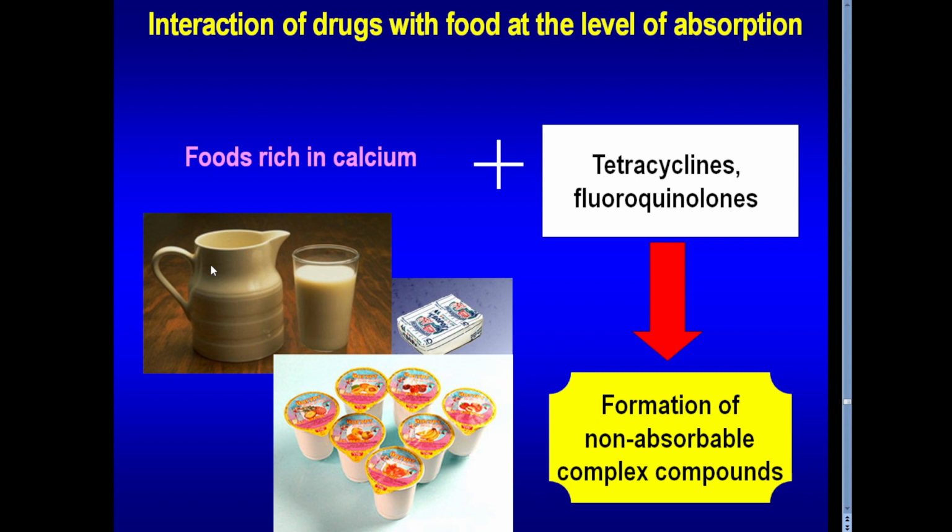Interaction of drugs with foods rich in calcium. We discussed interaction of calcium drugs and other drugs, but now also foods rich in calcium. These are milk foods: cottage cheese, milk, yogurt, kefir. In interaction of tetracyclines and fluoroquinolones, also antibacterials, with these foods, formation of non-absorbable complex compounds takes place, and the drug is not absorbed. That's why concentration in blood is decreased and there is no effect. Of course, no need to take these drugs together with such kinds of food.